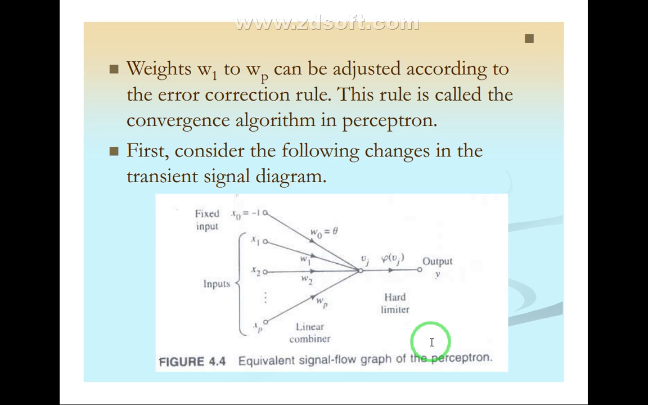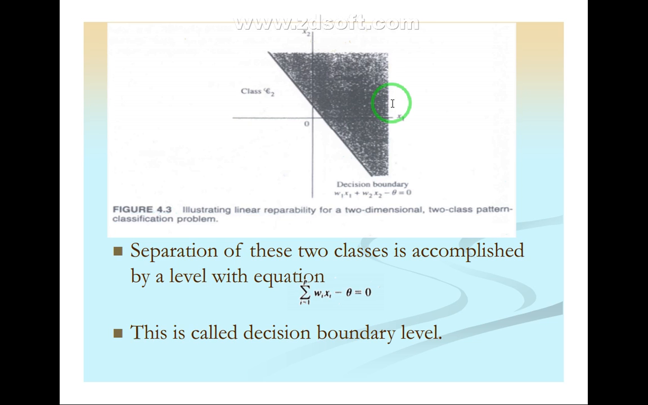So the weights W1 to Wp can be adjusted according to the error correction rule. Now, in order to solve the problem, to find the decision boundary, to find the correct equation for this line that can divide the patterns into two classes, class 1 and class 2, you can see in this equation that it depends exactly on the values of W1 and W2.